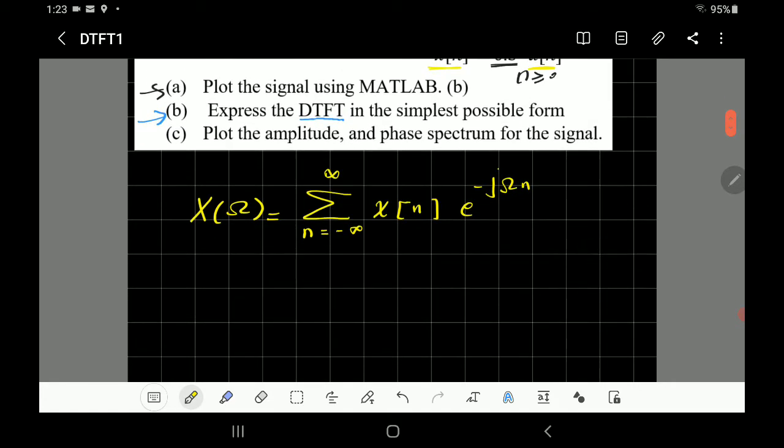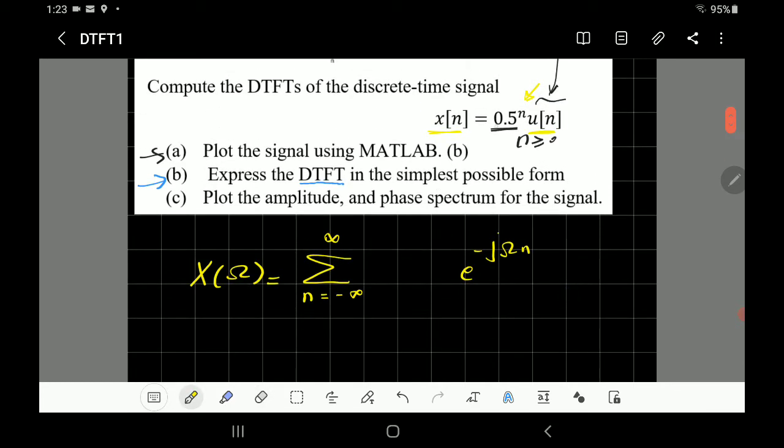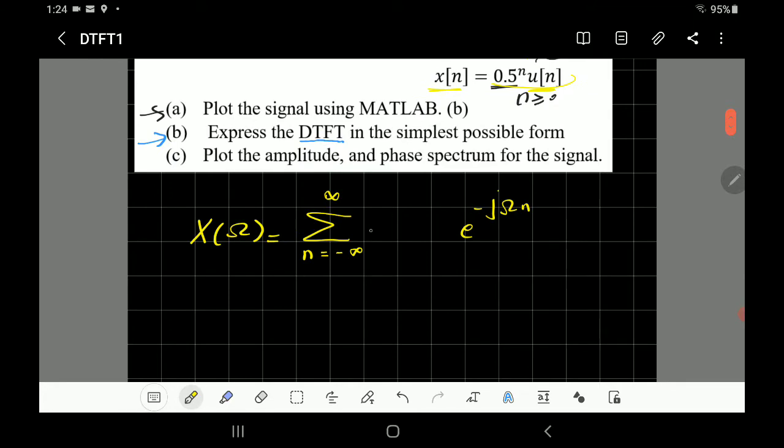All right. How do you do that? Well, what's x of n? I will just replace x of n by the expression given in the problem. It's equal to 0.5 to the power n, times u of n. What does u of n mean? It means start from 0 till infinity. So you can erase it, and say I'm going to start not from n equals minus infinity, I'm going to start from n equals 0.